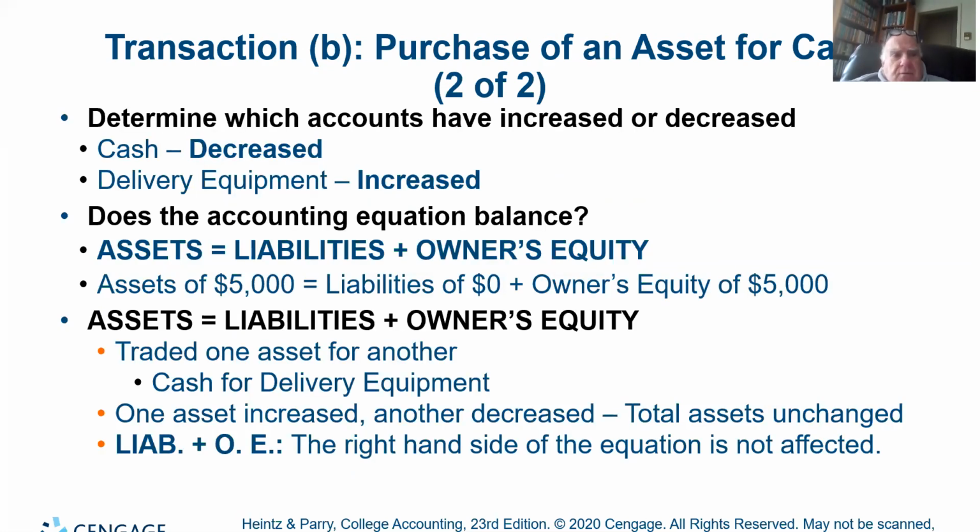Cash has been decreased. The equipment is increased. We're still in balance. And they're using the expression traded one asset for another. And that happens all the time. You collect money from a customer, your asset accounts receivable goes down and your cash goes up. One asset increased and another decreased.